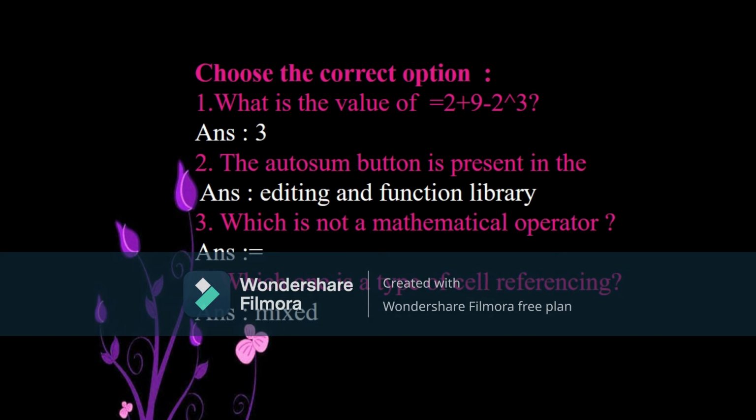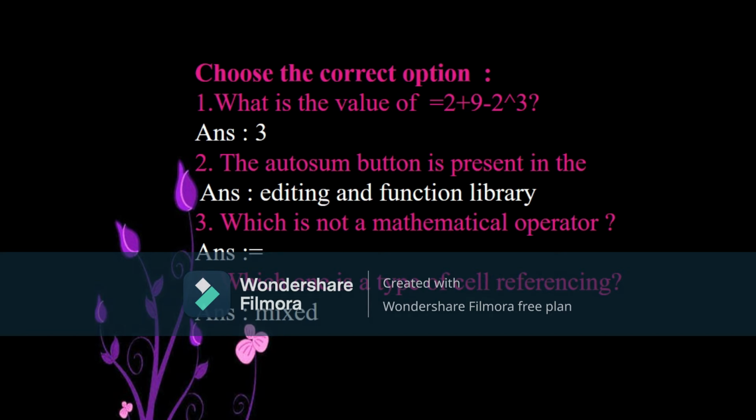The auto sum button is present in which group? Actually it is not only one group, editing and function library. Here we have two groups. In the editing group we can find this auto sum button, and in the function library group we can also find this auto sum button. I have typed the answers in the same line, so please don't get confused.